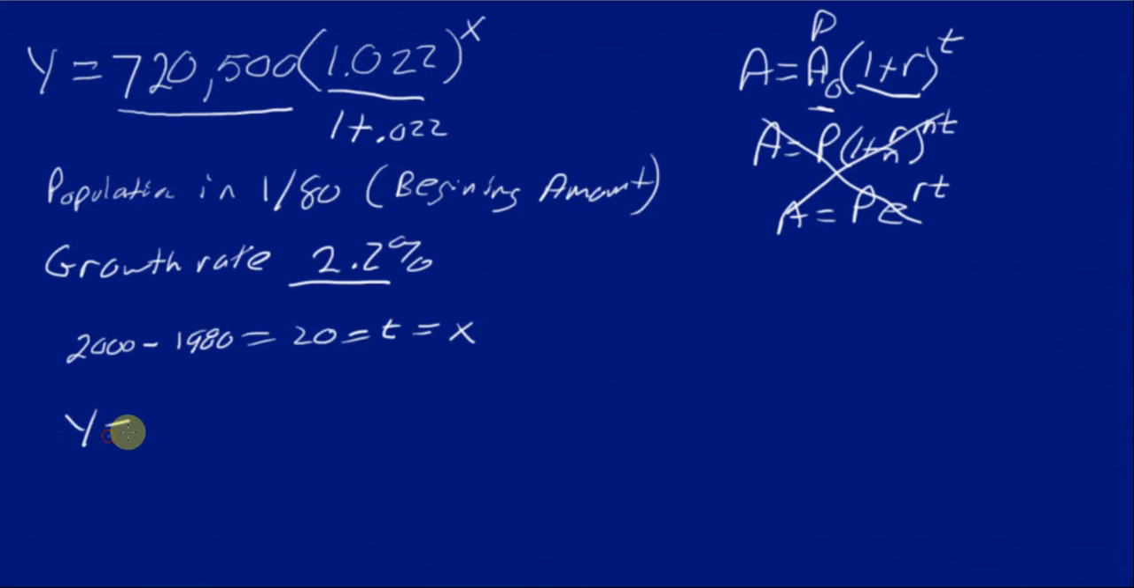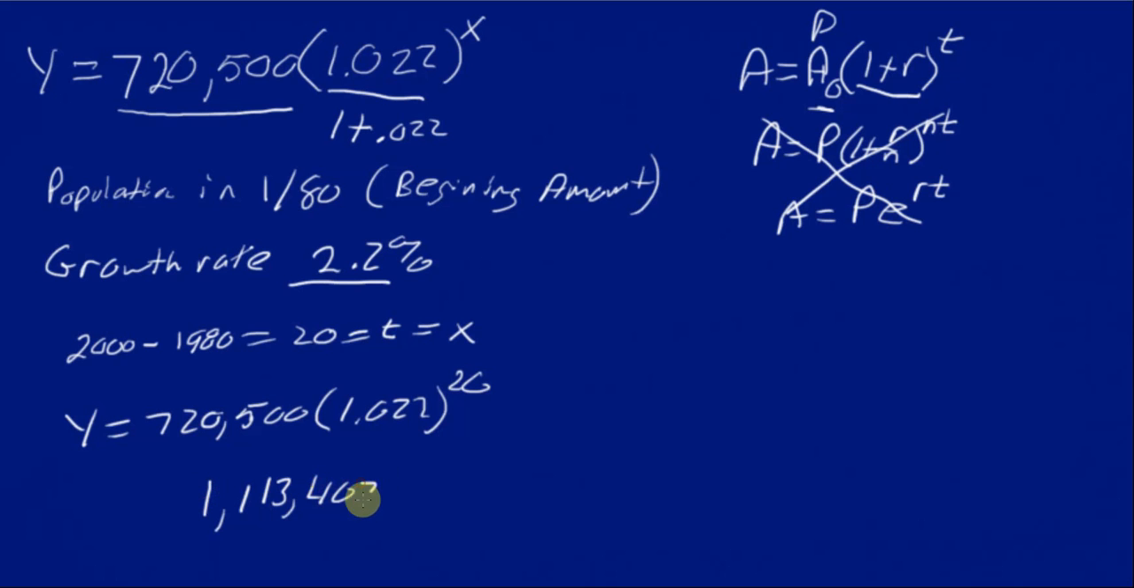So I'm going to go with Y equals 720,500 times that same 1.022 raised to the 20. And if you do it in your calculator right, you do this with the caret with the 20, multiply it by that number. I come up with 1,113,402 people, or the population.